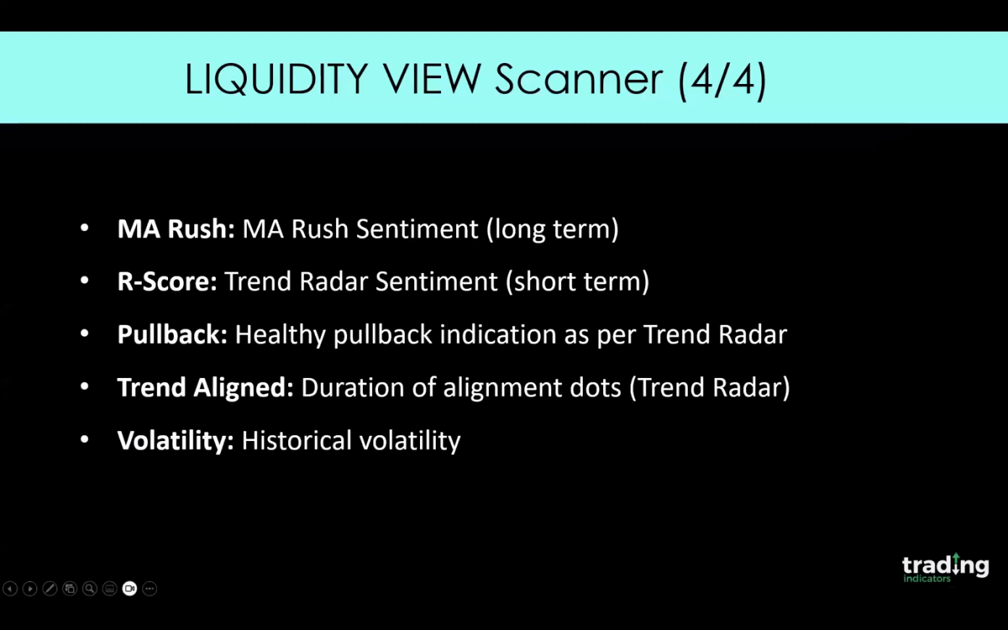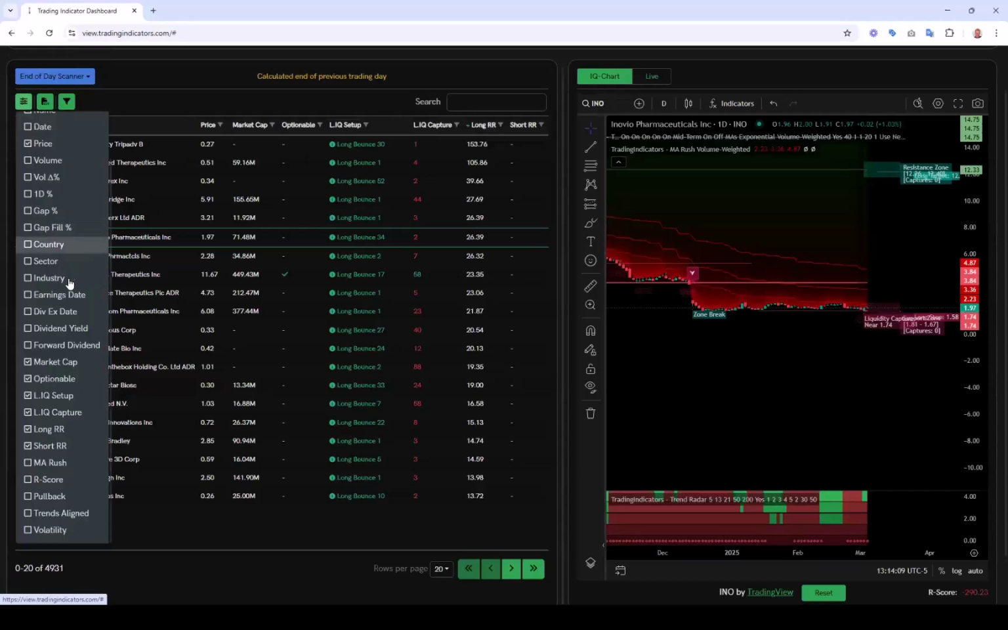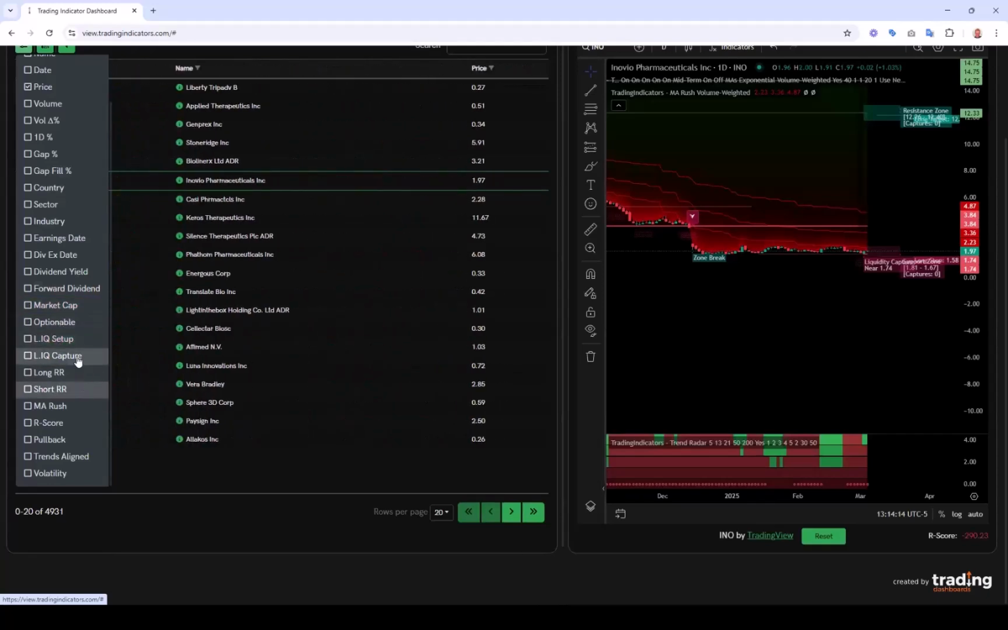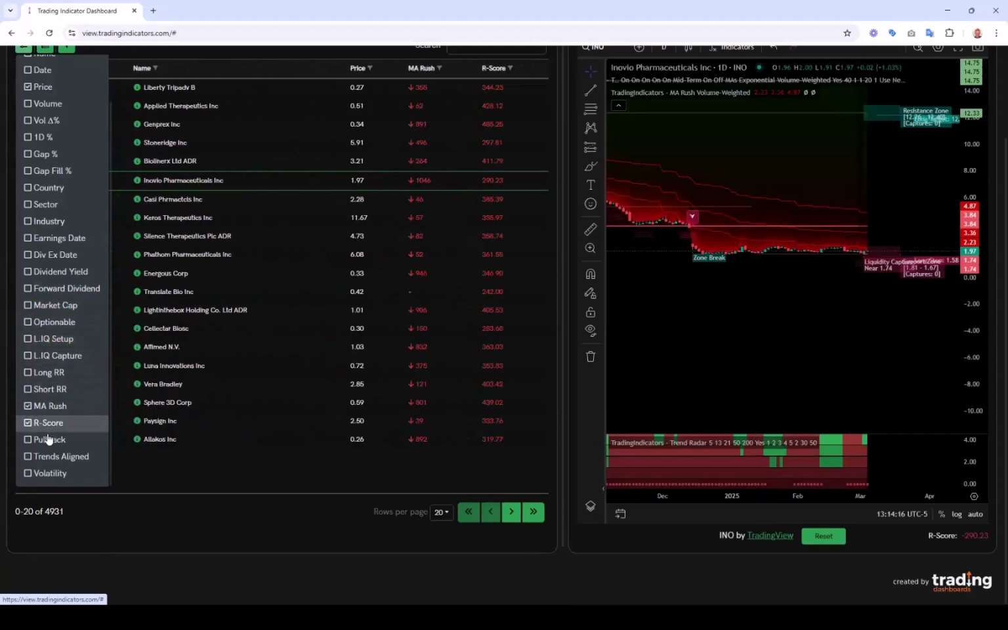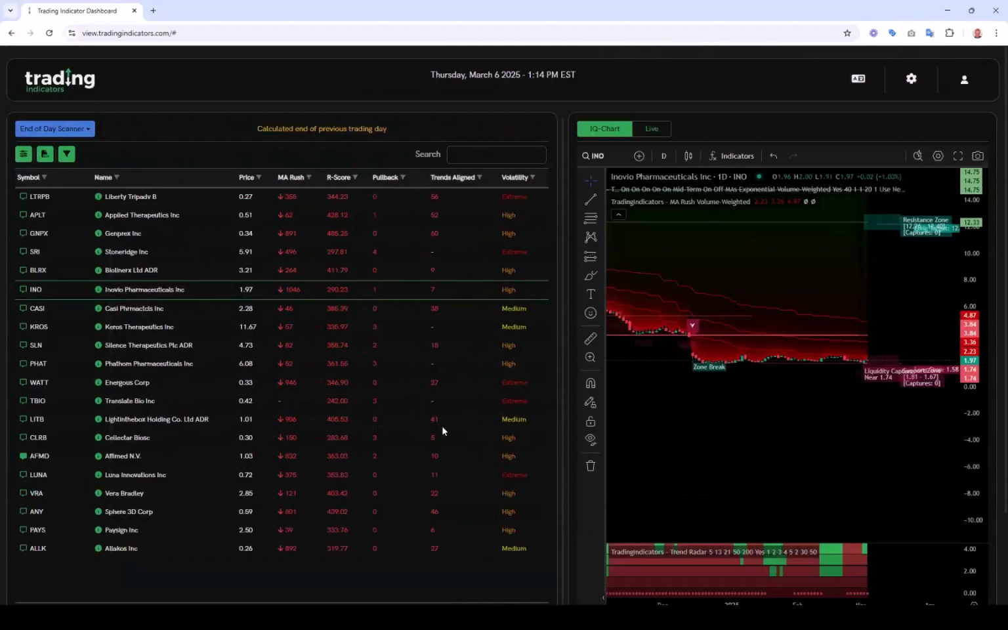The last set of indicators, of columns: MA rush, R score, pullback, trend aligned, and volatility. What are these? Okay, so let me quickly enable them. I'm going to go back to my column configurator and disable the other ones and only focus on these new ones: MA rush, R score, pullback, trend aligned, and volatility. What are these? Okay, MA rush.